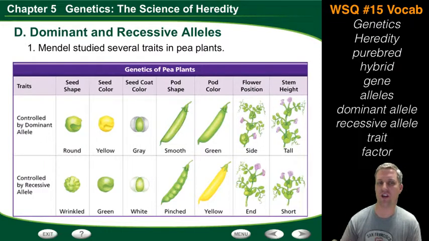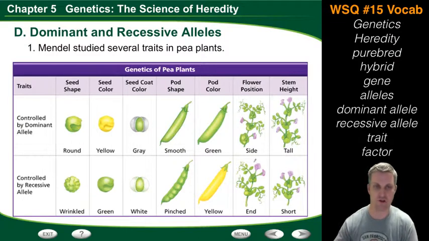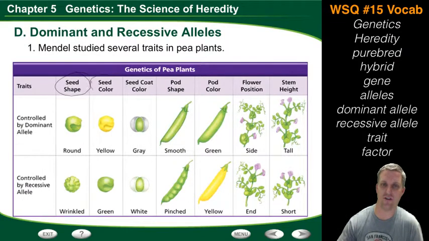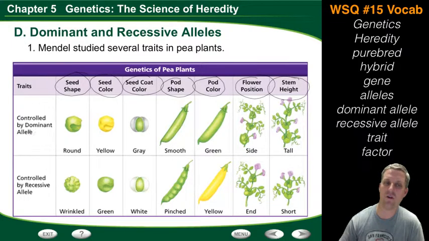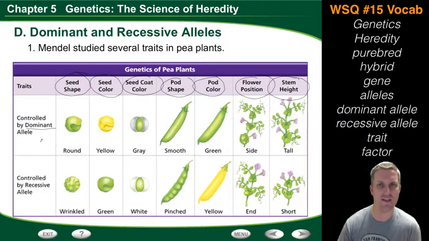Now, over lots of careful study and research, he realized through these different traits that there were very specific differences between one and the other. For example, he took the seed shape, the seed color, the seed coat color, the pod shape, the pod color, the flower's position, where the flowers arrived on the stem, and the stem height. He found that some of them were controlled by what he called a dominant factor. Think of dominant as if somebody's dominant in a sport, that means they're the best. They can win. The other ones were controlled by what he called a recessive factor.